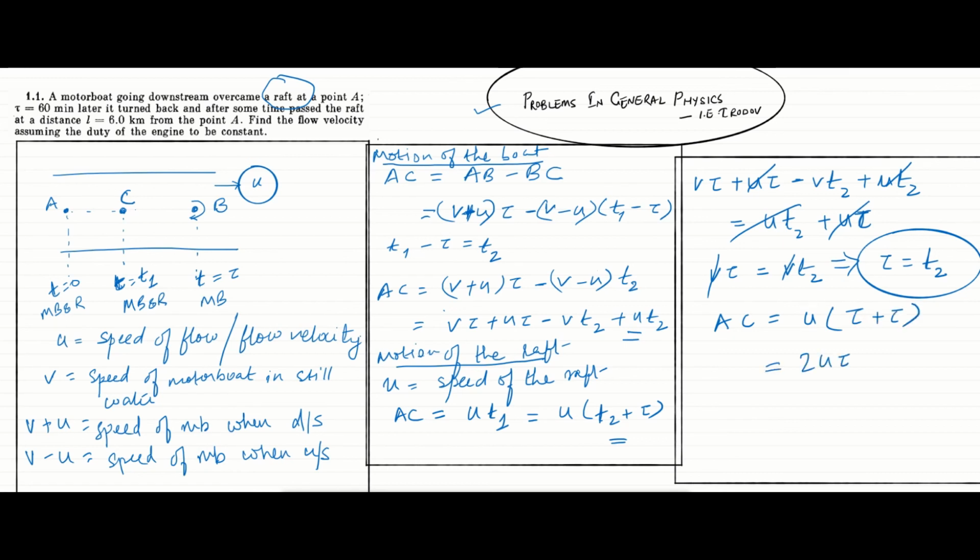We are also given in the problem that the raft travels a total distance of L, which is 6 kilometer. So which is AC actually, which is the total distance traveled by the raft. So L equal to twice u tau. So this implies that we are supposed to find u here, which is the flow velocity, L upon twice of tau. So this is our answer. You can substitute the values of L and tau here to get the answer in numbers.